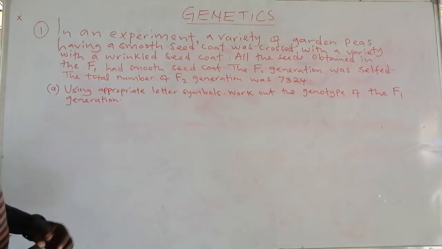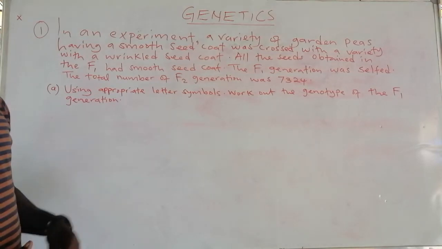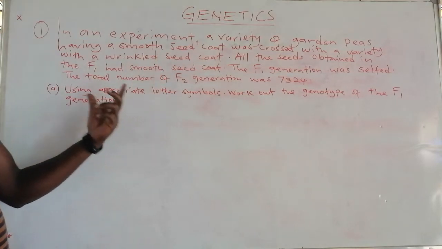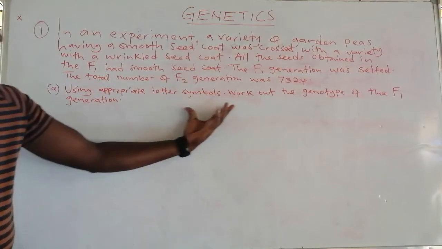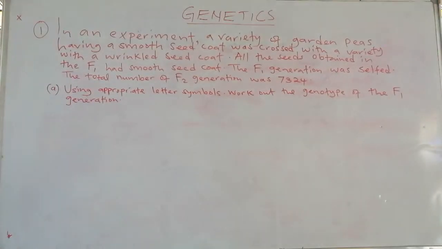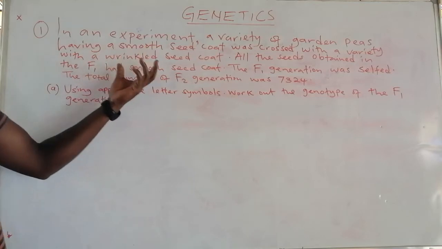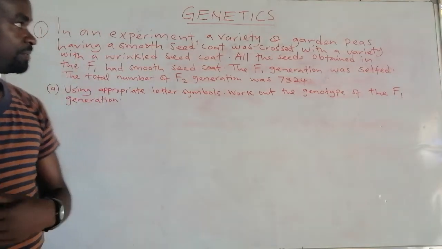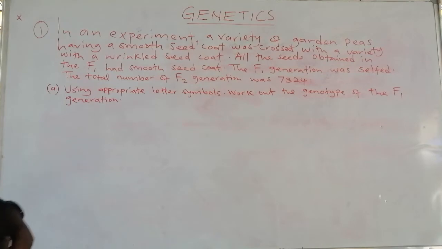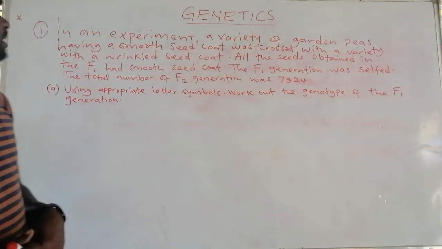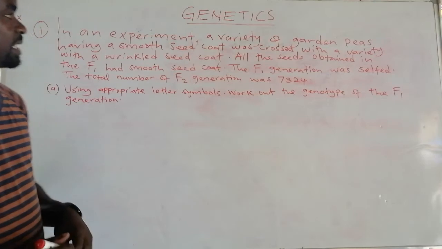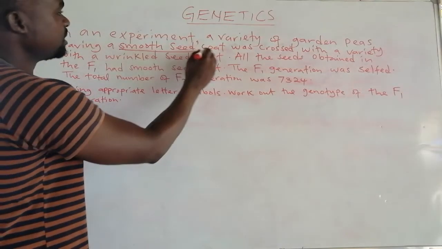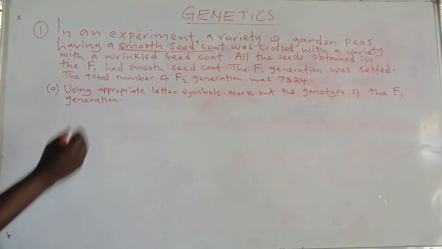So if you come across such a question, number one, the question itself will give you a clue on how to deal with the genetic cross when you are crossing the various characteristics. So what you need to note, number one, you have been told that there are two varieties of plants here. We have a variety of garden peas with smooth seed coat, and we also have a variety with wrinkled seed coat.